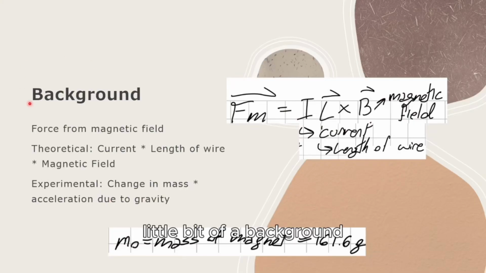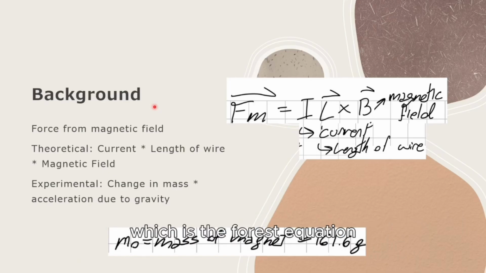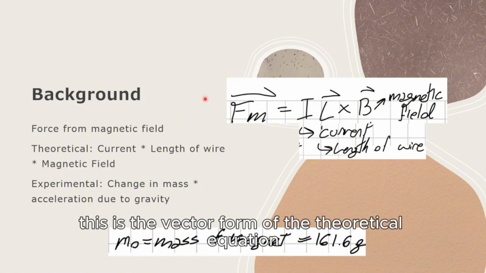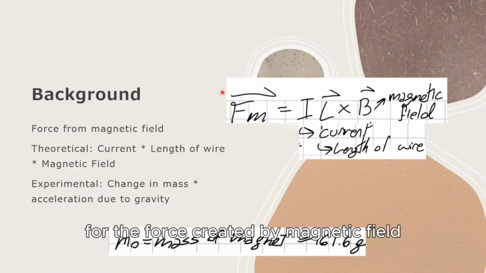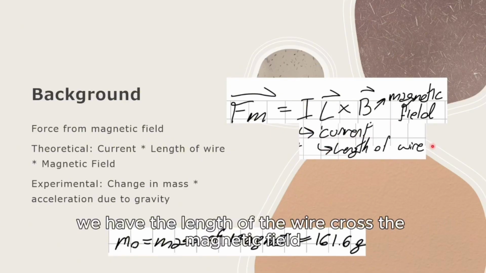A little bit of background before we go over the data analysis. We're going to be comparing two forms of the same equation, which is the force equation, the force created by the magnetic field. As we can see, this is the vector form of the theoretical equation for the force created by a magnetic field. We have current, we have the length of the wire across the magnetic field over here.